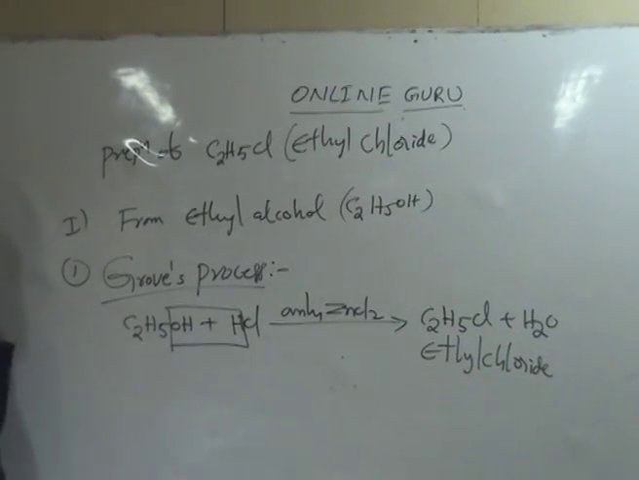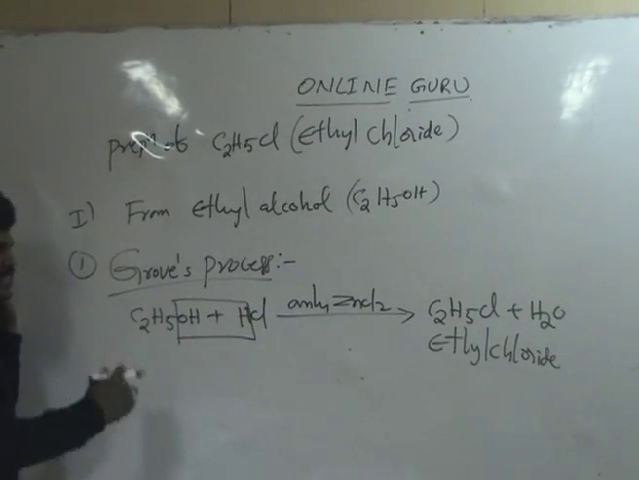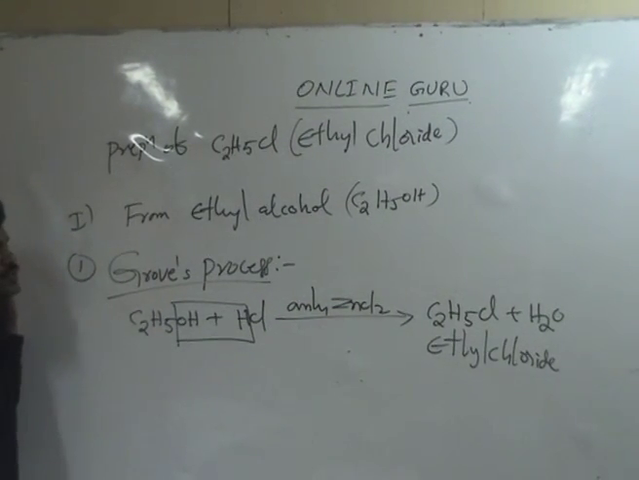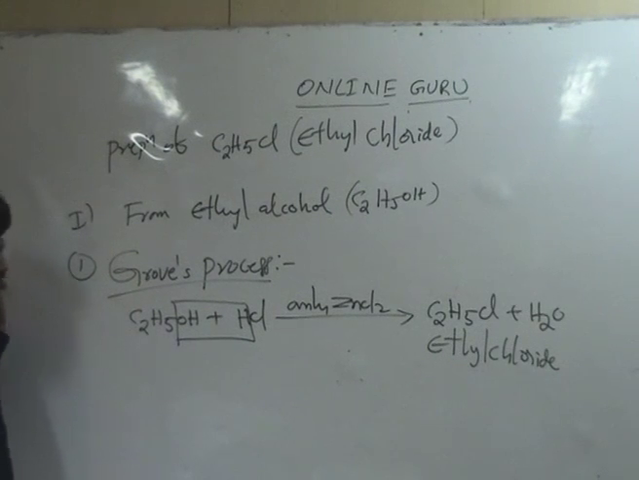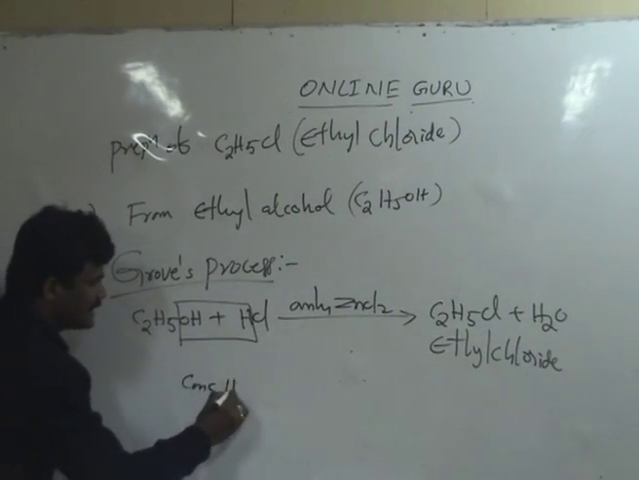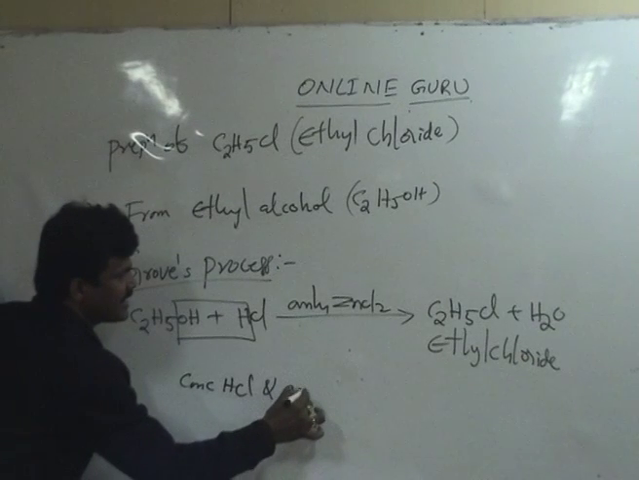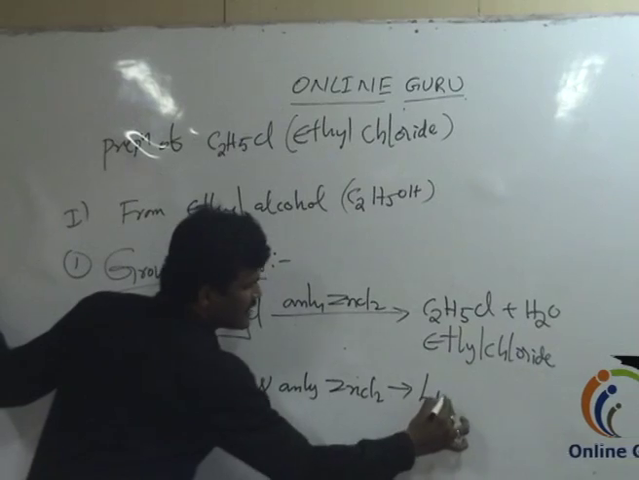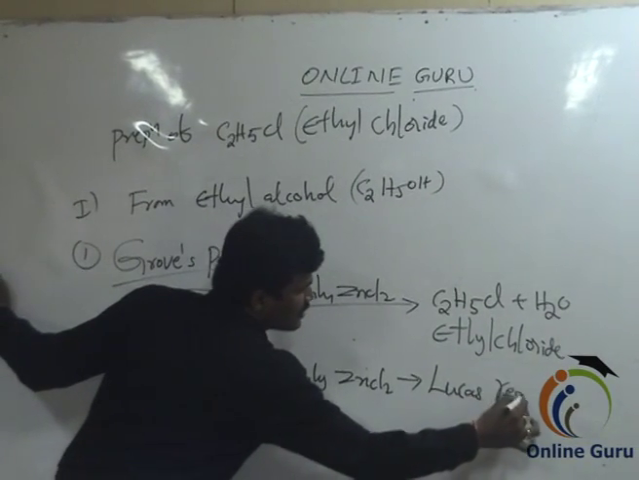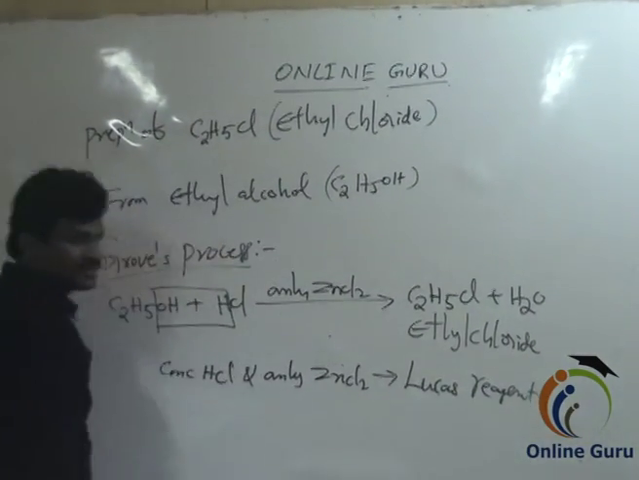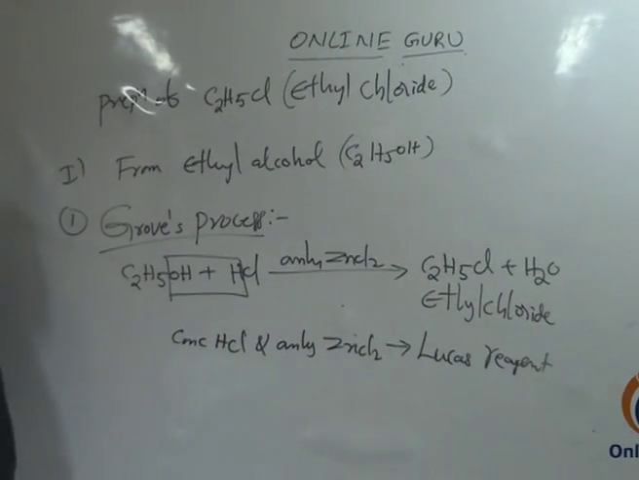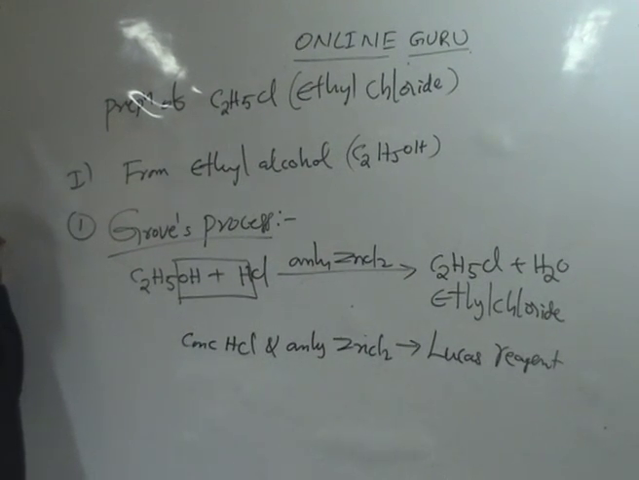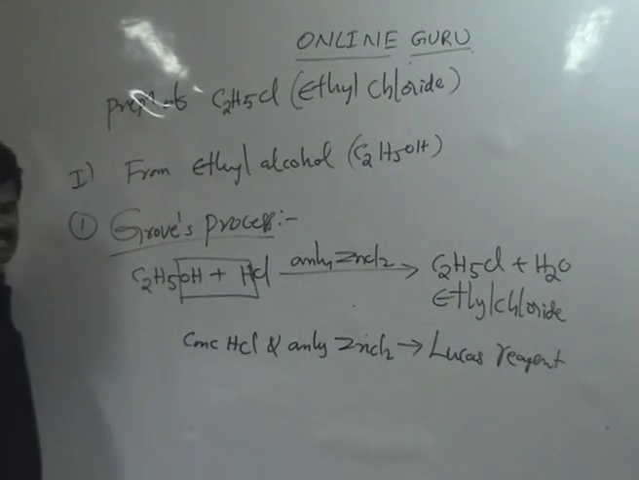So in this process, when ethyl alcohol reacts with concentrated HCl and anhydrous ZnCl2 to form ethyl chloride, the concentrated HCl and anhydrous ZnCl2 mixture is called Lucas reagent. Lucas reagent is used for detection of primary, secondary and tertiary alcohols.